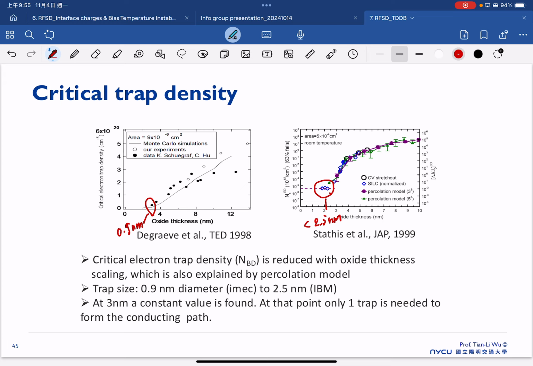So the conclusion is that around 3 nanometer, once we scale down the dielectric below 3 nanometer, we only need one trap to form the conducting path. But this is a huge warning, because that means we cannot further scale our oxide thickness. We need to find some alternative way. Otherwise, there's only one trap needed to form the conduction path. So that means our dielectric is prone to this TDDB phenomenon.